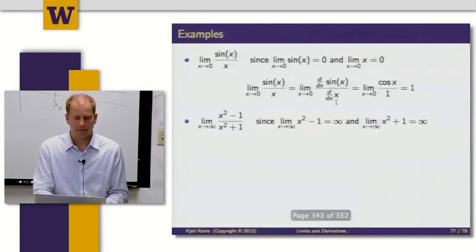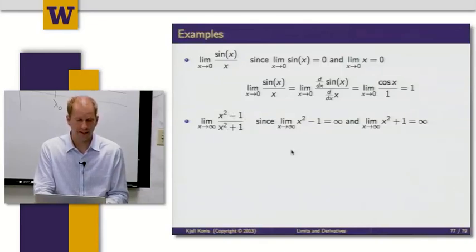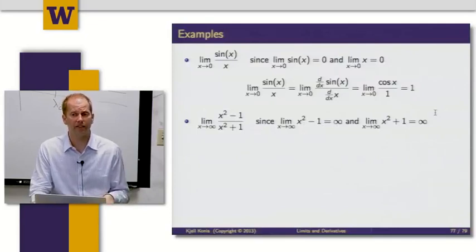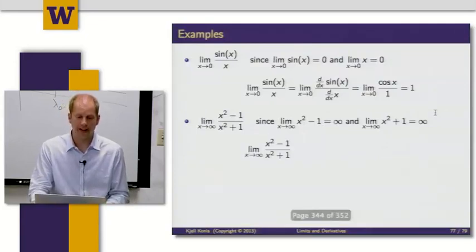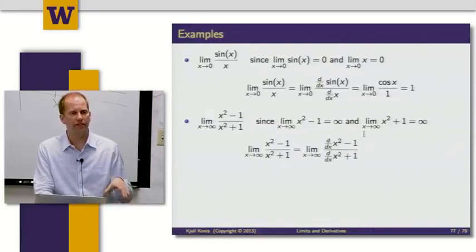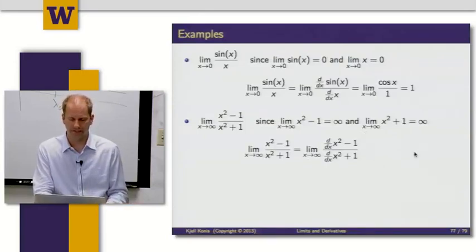Okay. So as another example, consider x squared minus 1 divided by x squared plus 1. And I want to look at the limit of this as x goes to infinity. So clearly the numerator is going to go to infinity and the denominator is going to go to infinity. So if both of them go to infinity, I'm allowed to use L'Hopital's rule. And that tells me that this limit is equal to the limit of the derivative of the numerator divided by the derivative of the denominator as x goes to infinity.